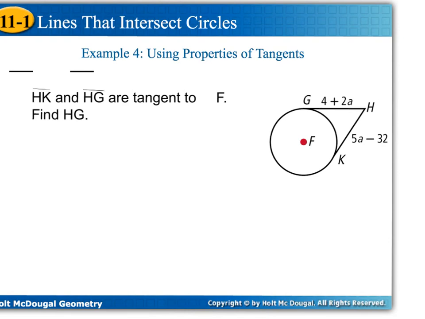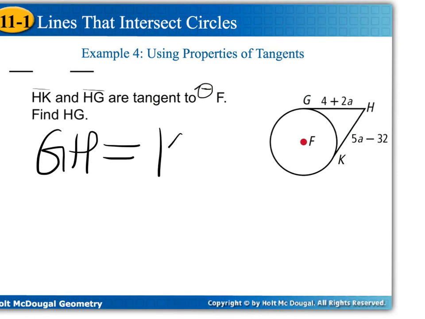All right, this is our last example. HK and HG are tangent to circle F. Find HG. So key word here is they're tangent to circle F. And since they have the same outside point, GH is going to be equal to KH. And that's really the only thing that this problem is saying. And they want you to find the distance, find HG. They want you to find this length right here.